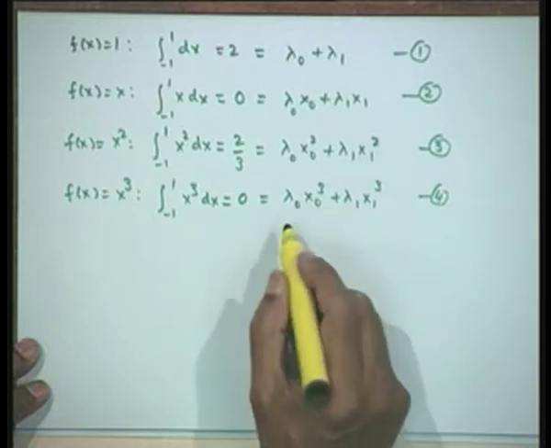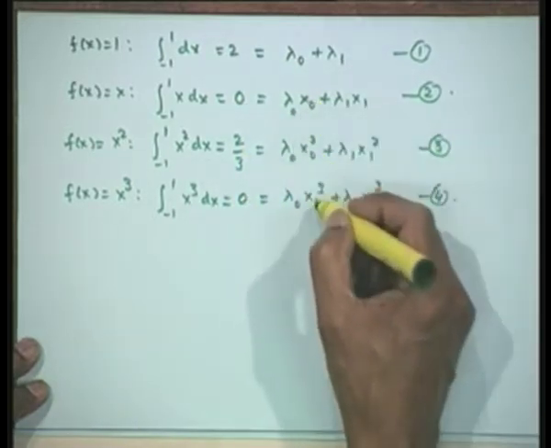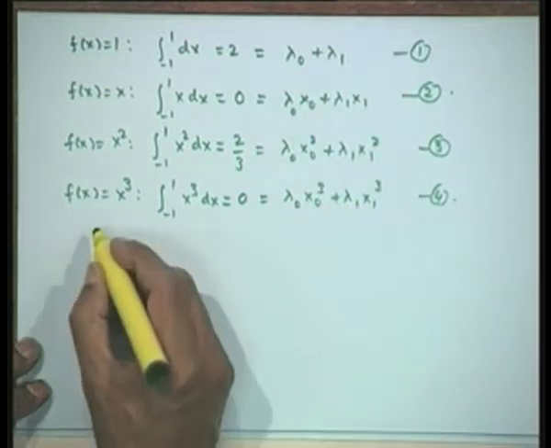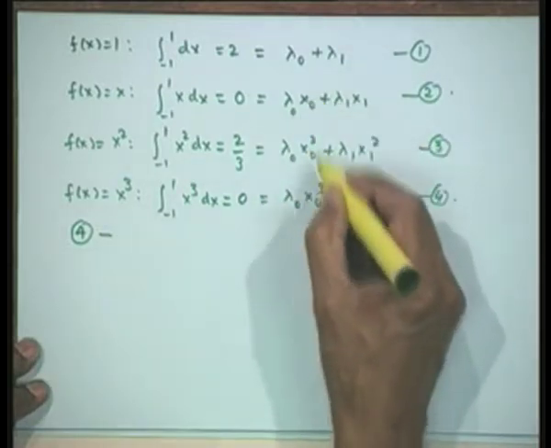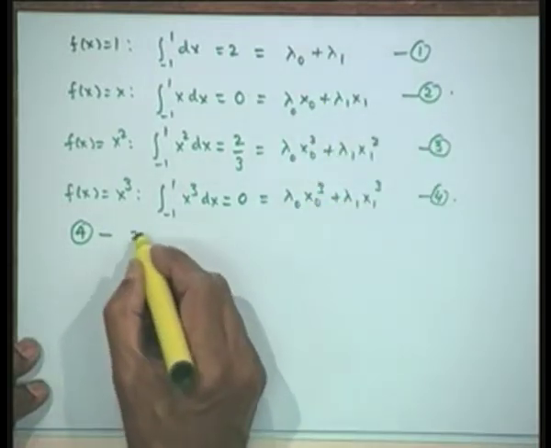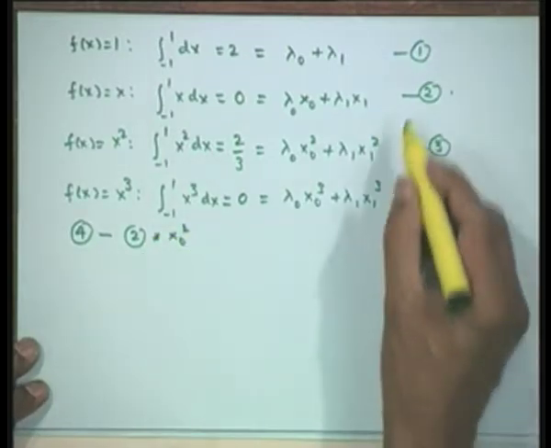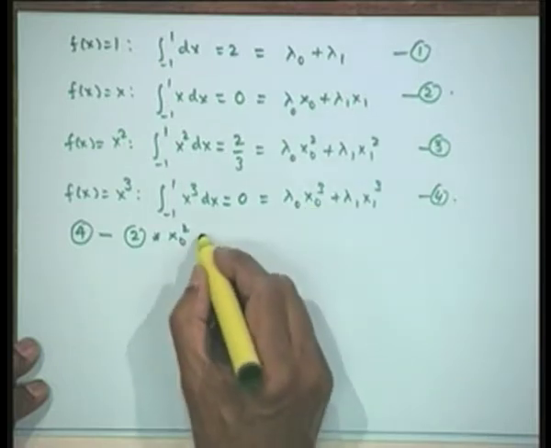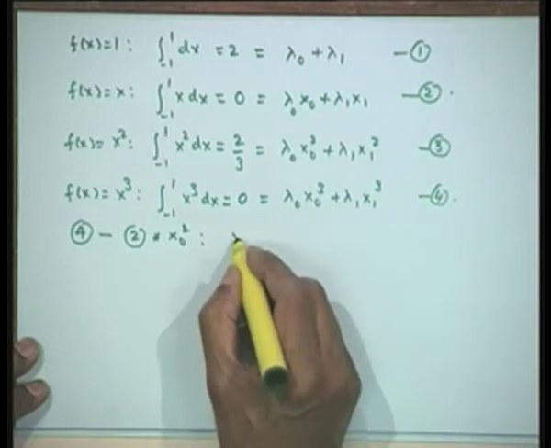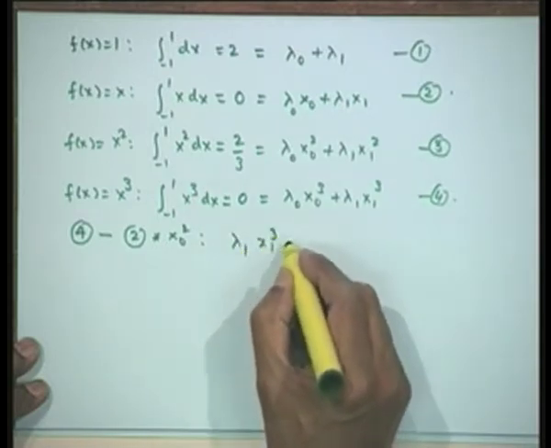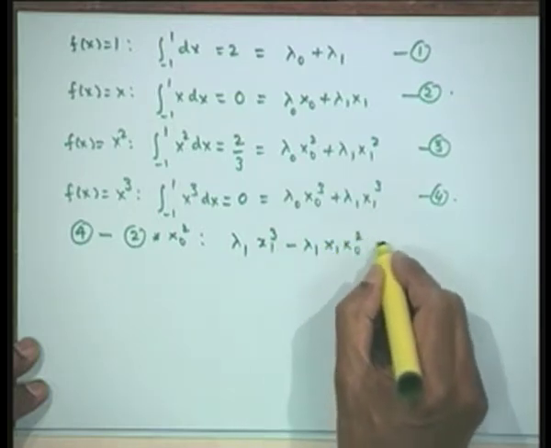Now first let us consider these where you have got zeros, that means equations 2 and 4. Let us eliminate x naught from here. So what I would do is take equation 4 and subtract equation 2 multiplied by x naught squared, to eliminate the first coefficient. Lambda naught x naught cubed cancels. So what I will have here is lambda 1 x 1 cubed minus lambda 1 x 1 x naught squared is equal to 0.